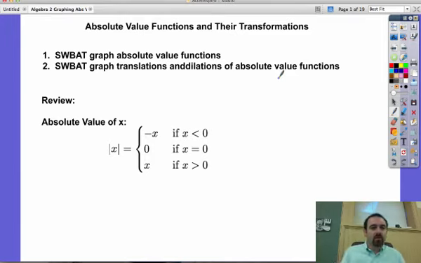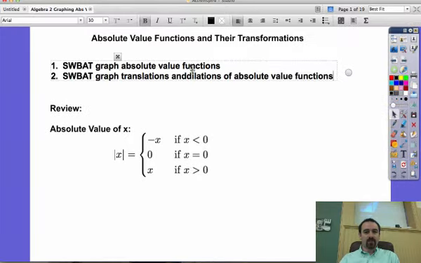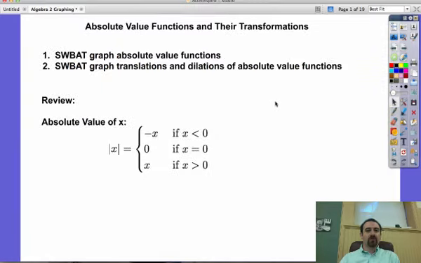Hi everyone, today we're going to talk about absolute value functions and their transformations. Basically I have two objectives. The first one is to graph absolute value functions and then be able to graph translations and dilations, I should say, of absolute value functions. So first of all, quick review.